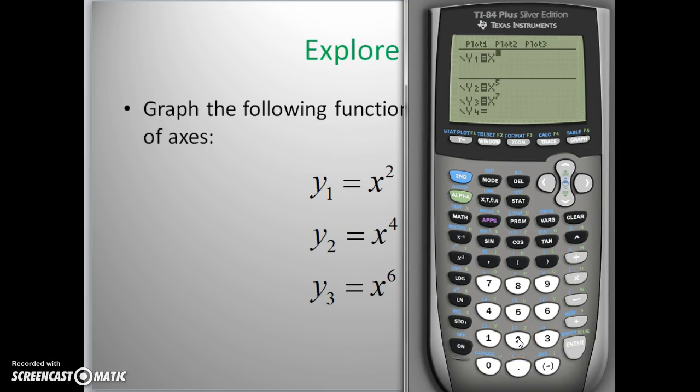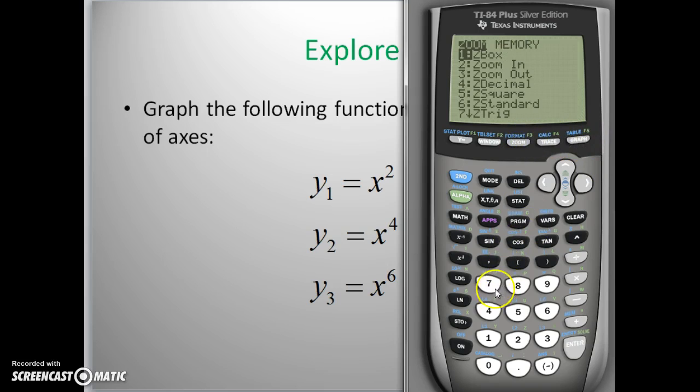So the first one will be x to the second. Second one will be x to the fourth. And then the third one will be x to the sixth. I'm going to go back to the standard window before I hit graph. There's x squared, x to the fourth, and x to the sixth. So you see that they got a little bit skinnier as the exponent got larger.